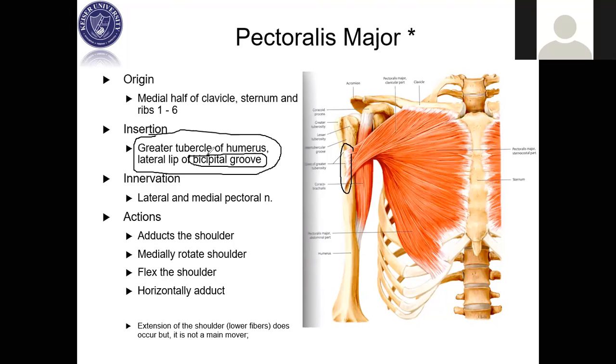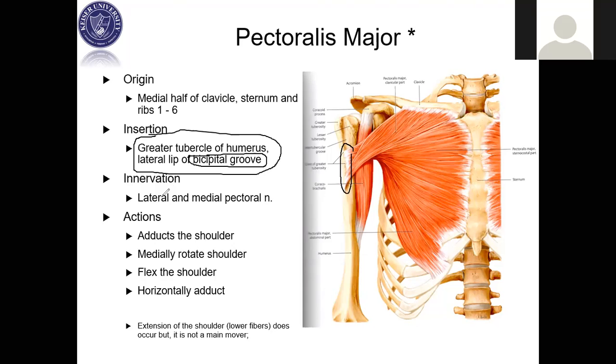So the greater tubercle and the bicipital groove would be your perfect answers for the insertion point. Now, this is important because if it's on the humerus, that means that it's going to have some kind of shoulder movement. So it's not just at the chest. It's not just a chest movement. It is going to have major shoulder movements. The innervation is the medial and lateral pectoral nerve. All right. So pectoralis major, medial and lateral pectoral nerve.